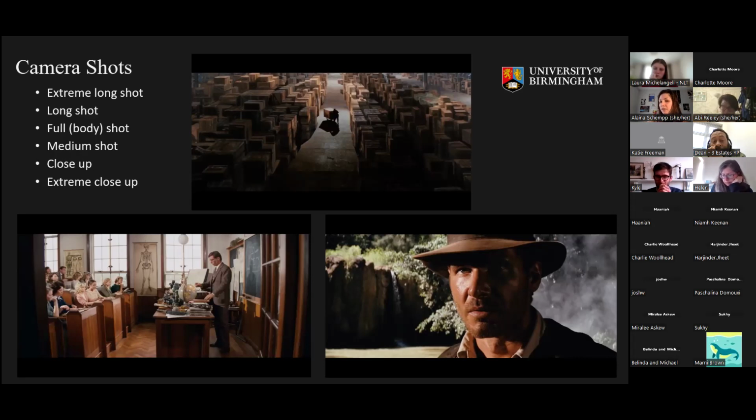You can see the close-up example that I've got here is Indiana Jones, and it's a close-up of his face. That's the bottom right-hand side. That's what we call close-up. On the left-hand side, just next to that one, is what we would call a full shot or a full body shot. And that's because you can see all of Indy's body, right? The whole thing. And there he is kind of teaching his history class.